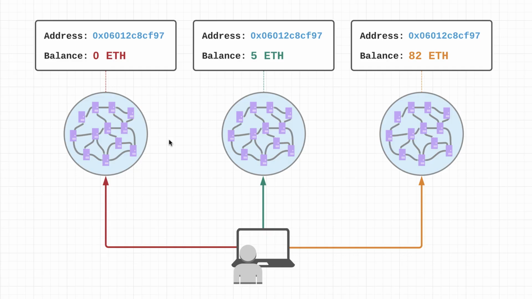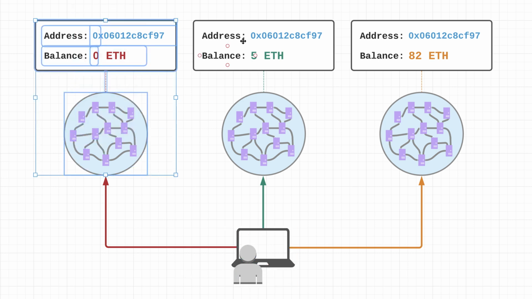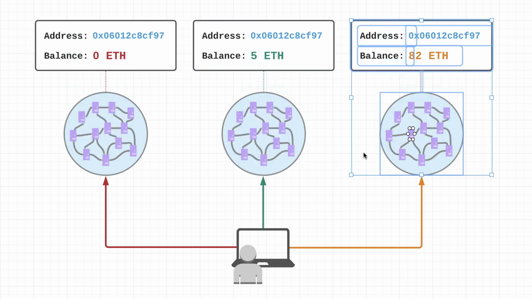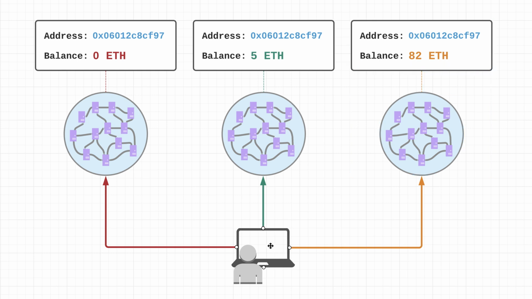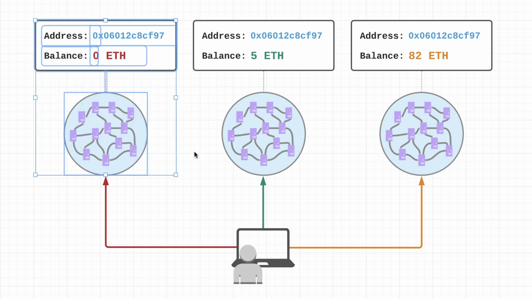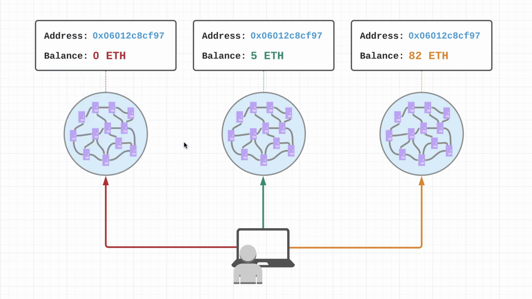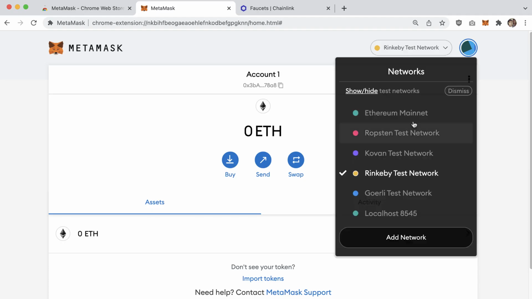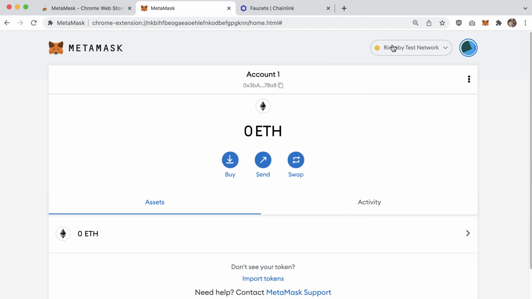So again, I just want to point out that you can indeed use the same account across multiple different Ethereum networks. Let's say this is the main one, this is a development one, and this is just another one used for testing. It is fine to use the same account across multiple different networks. Just know that for each one, your account is going to have its own independent set of assets or ether. So with that being said, make sure that you're connected to the Rinkeby test network.